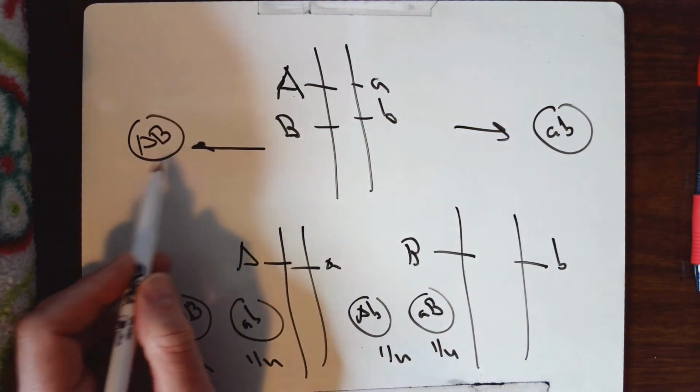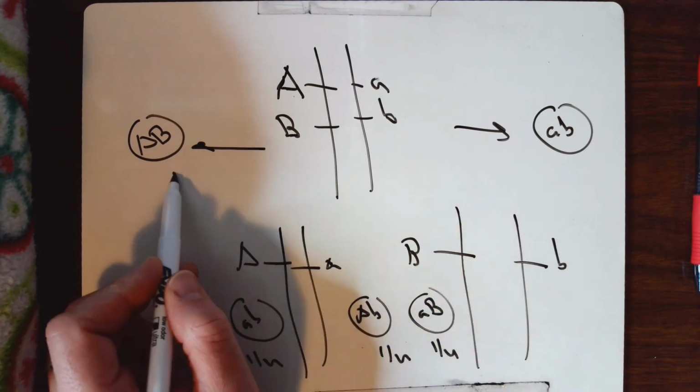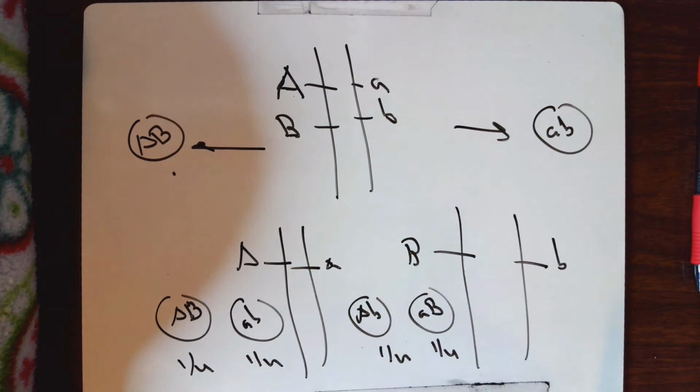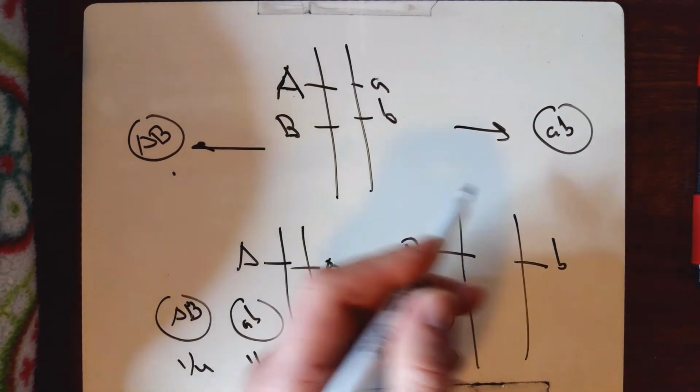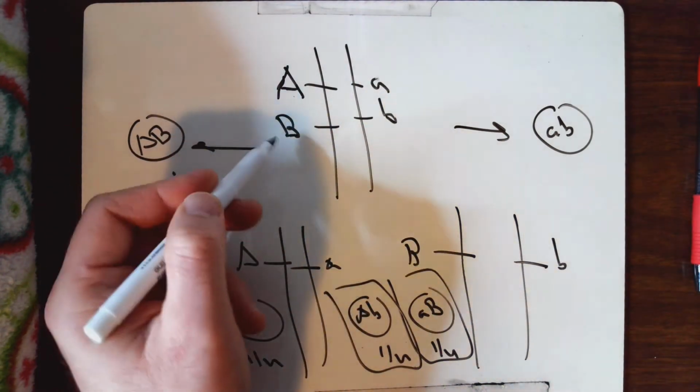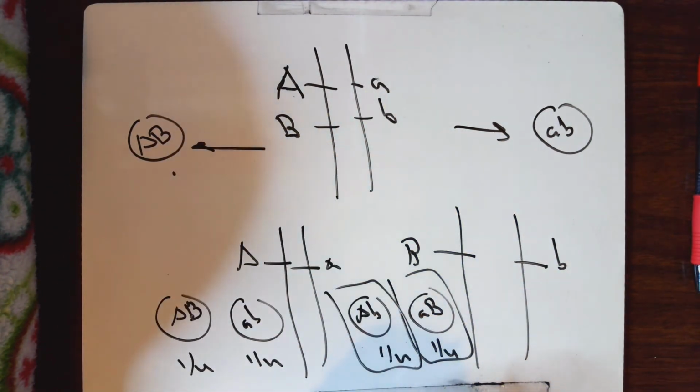A gamete with the two dominant alleles together, that's when this chromosome goes to a gamete, and a gamete with both recessive alleles together, that's where this chromosome goes to a gamete. So very, very different from unlinkage. We don't even see this type of gamete and this type of gamete because these genes are linked.